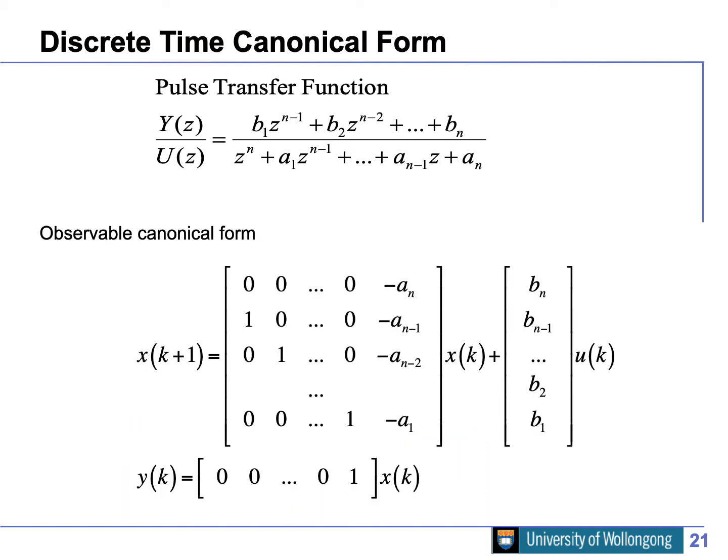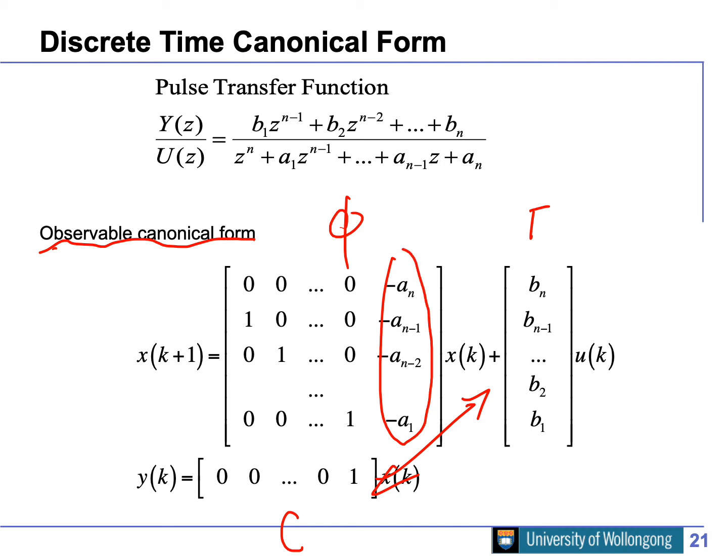In addition, we also have the observable canonical form. So it's kind of a transpose again. You get phi, gamma, C. So C and gamma swap, and the new denominator actually goes to the very right side, in the column. So exactly the same thing if you just treat the transfer function as a transfer function.